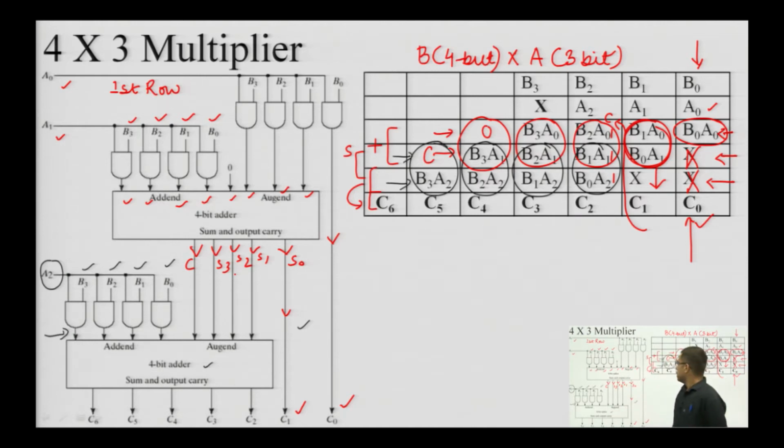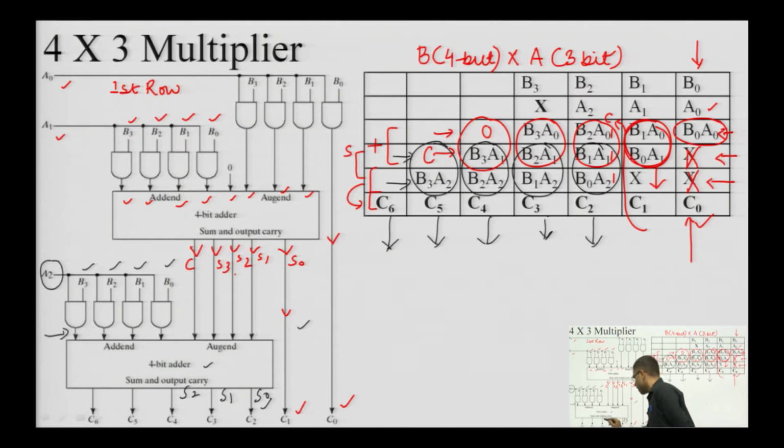parallel binary adder, but this time the sums generated here are the final sums and we need not add anything else to these numbers. So, we can see that this S naught, S 1, S 2 and S 3 are considered part of the final multiplication result, and this carry is also considered the MSB of the multiplication result. So, this is the 4 cross 3 multiplier circuit.